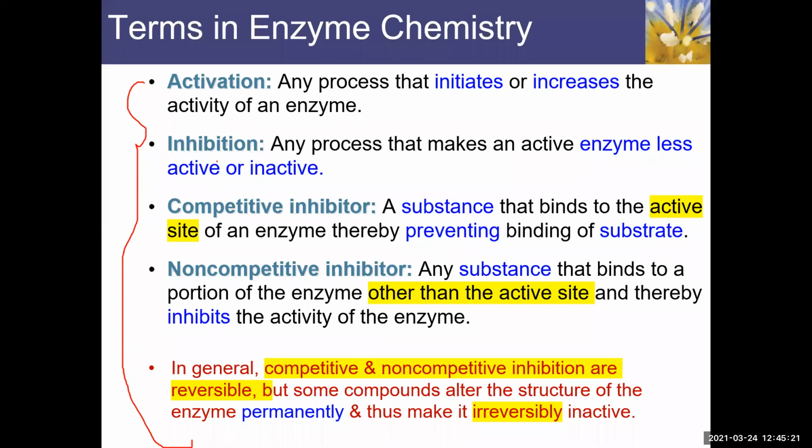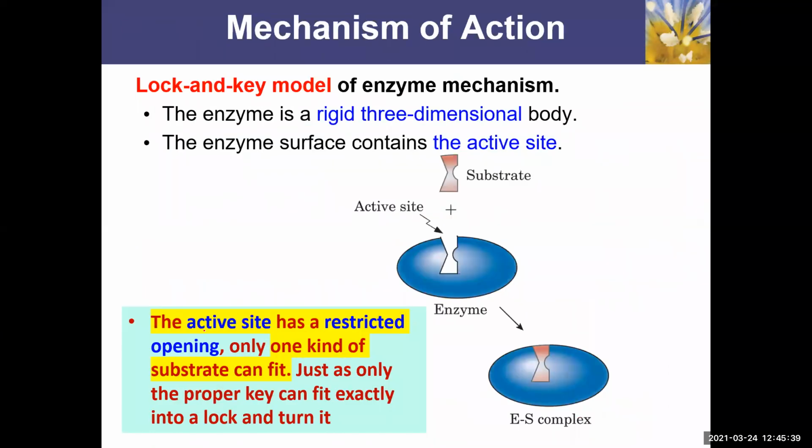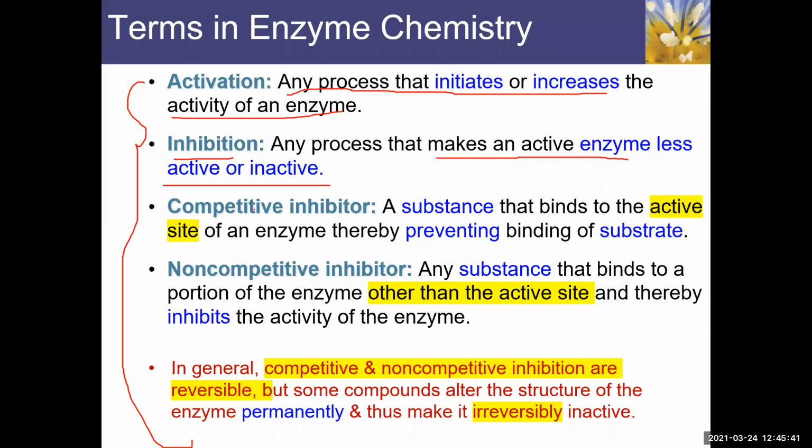Activation: any process that initiates or increases the activity of an enzyme is an activation. Inhibition: any process that makes an active enzyme less active or inactive is an inhibition. Then what is a competitive inhibitor and a non-competitive inhibitor? Very important. Before we study these, we need to know what Fisher said and what Koshland said, the two important theories. Then only we'll be able to understand competitive and non-competitive inhibition.